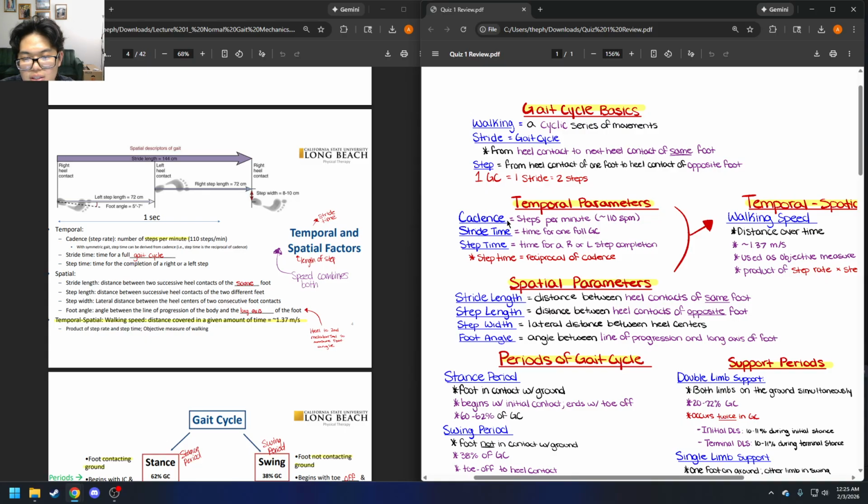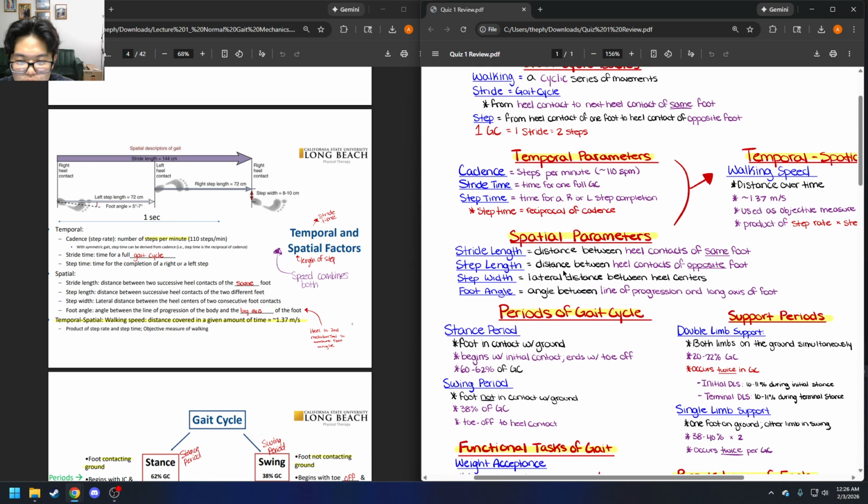We talk about stride time, which is the time for one full gait cycle, because a stride is a gait cycle. We have step time, which is the time for a right or left step completion. So heel contact of your ipsilateral foot to the next heel contact of the contralateral foot, aka step time. In a symmetrical typical gait cycle, the step time will be the reciprocal of your cadence.